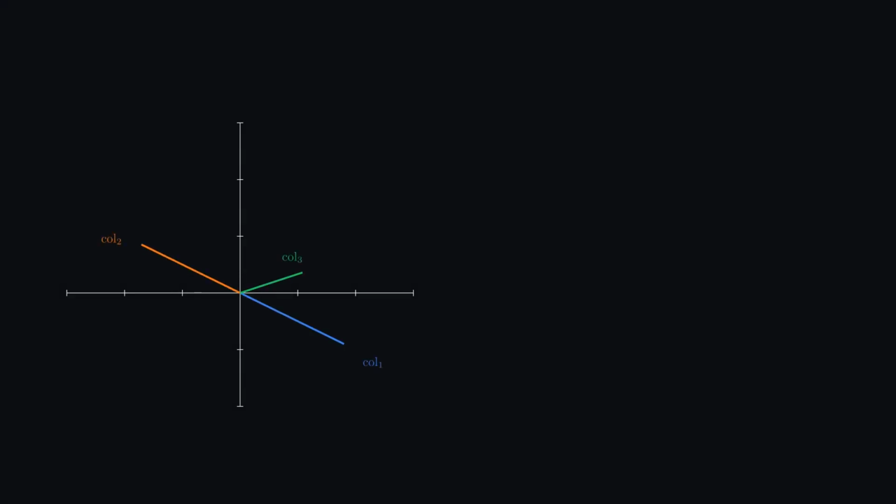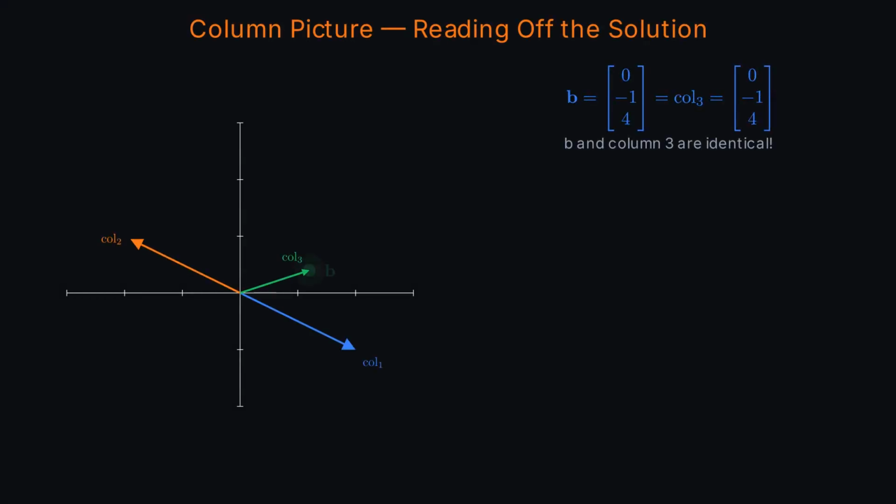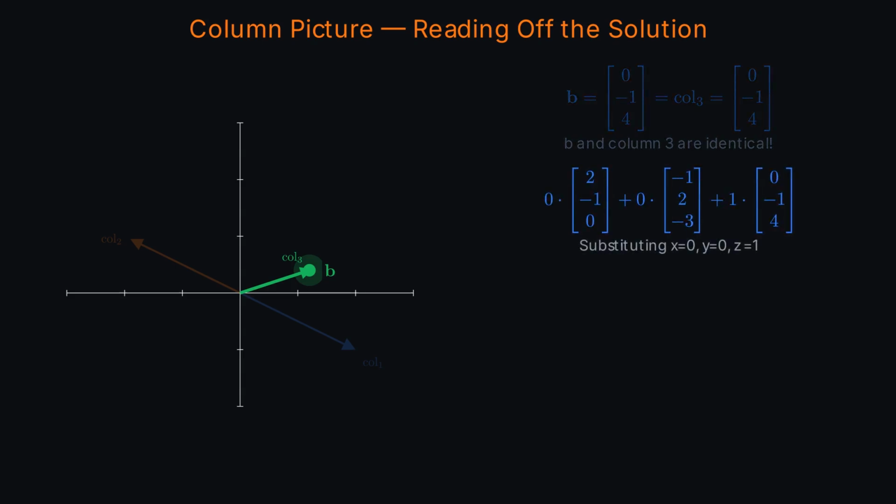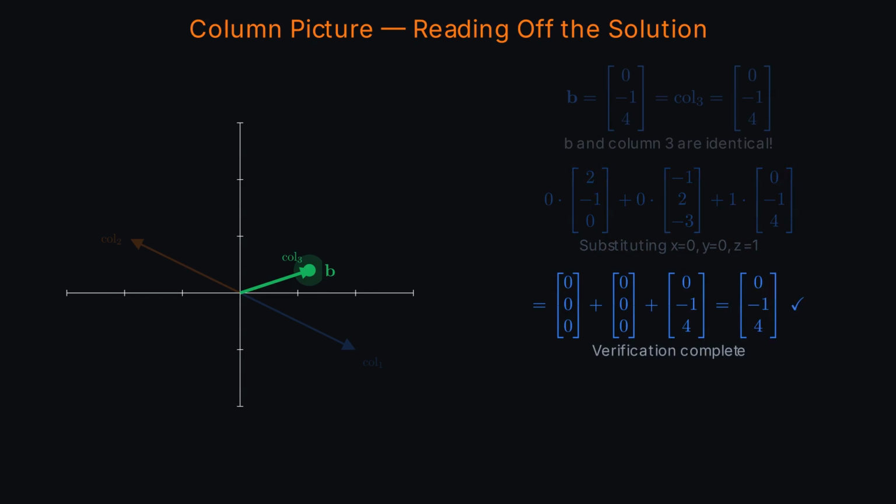Look at the right-hand side. B is 0, negative 1, 4. Now look at column 3: 0, negative 1, 4. They're identical. So we need 0 copies of column 1, 0 copies of column 2, and exactly 1 copy of column 3. Let's verify. 0 times the vector 2, negative 1, 0, plus 0 times the vector negative 1, 2, negative 3, plus 1 times the vector 0, negative 1, 4, gives us 0, negative 1, 4. That's exactly B, confirmed with a check mark.